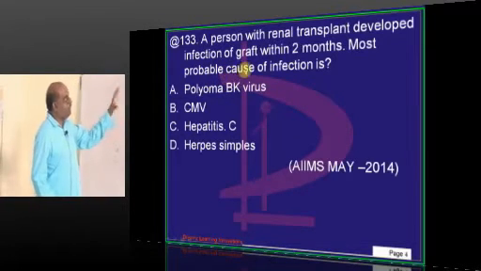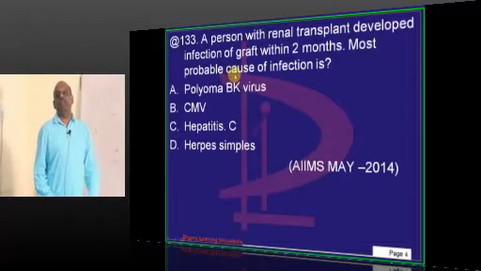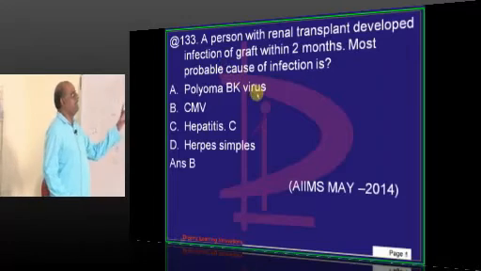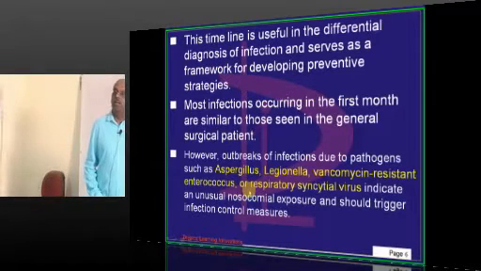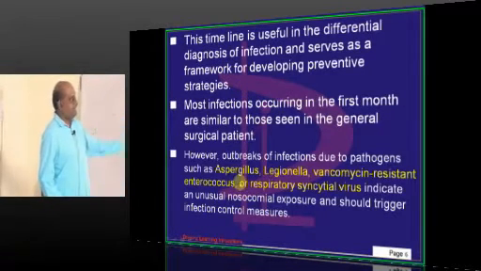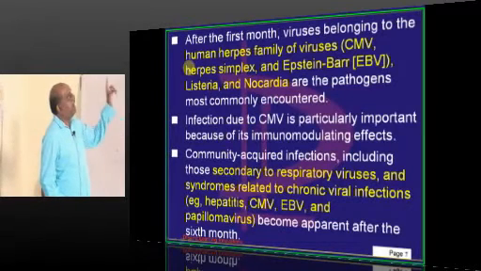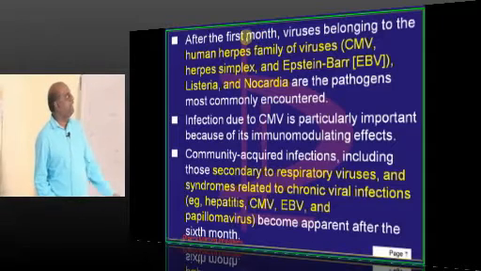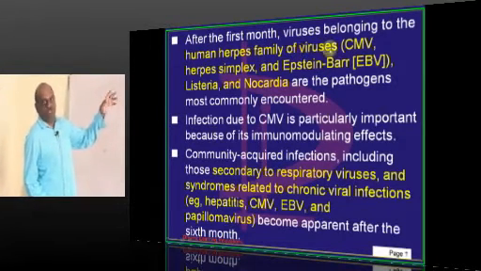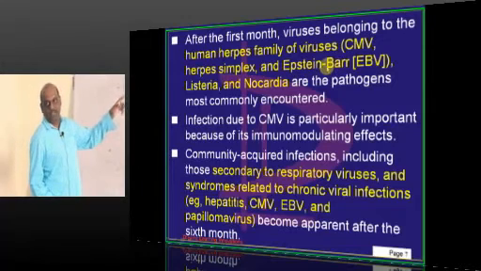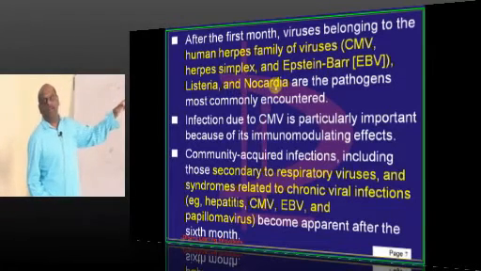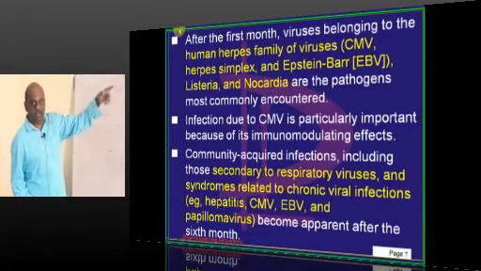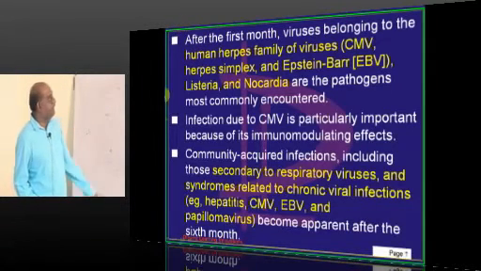A person with renal transplant developing infection within 2 months. Post-transplant infections is a favorite area for the examiner. One question on transplant will definitely be asked. CMV. If you look at various infections, doctor, after the first month what will come? Viruses will come. Human herpes virus group, which include CMV, herpes simplex, Epstein-Barr virus, Listeria, Nocardia are the pathogens commonly encountered whenever the infection is occurring after a renal transplant after 1 month is what you need to remember.